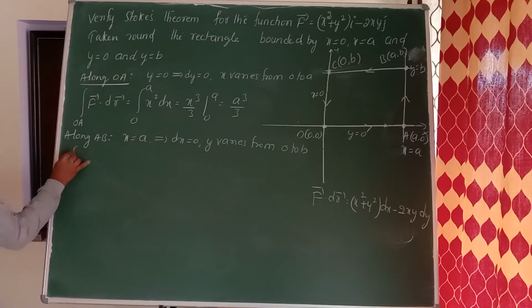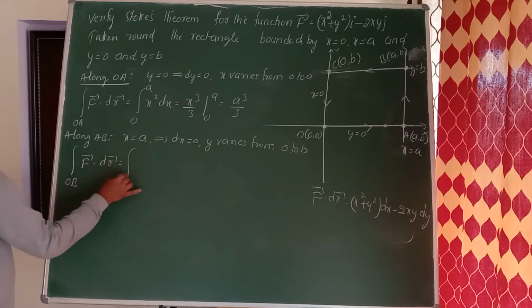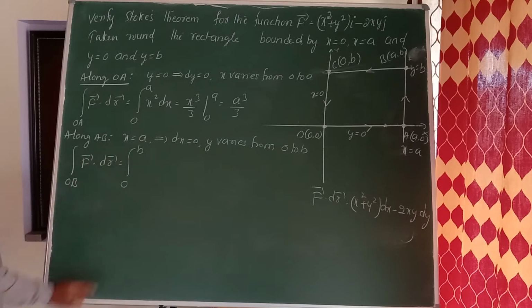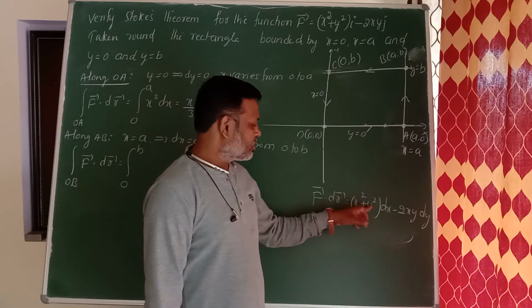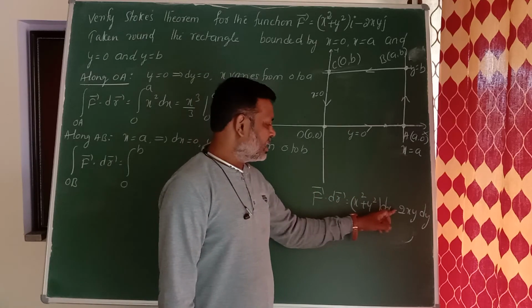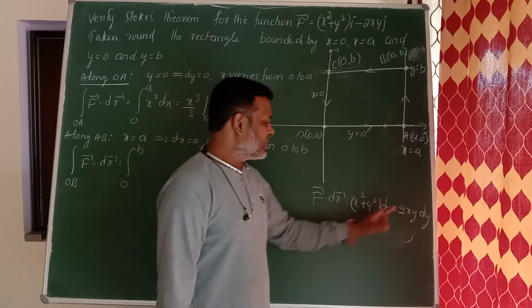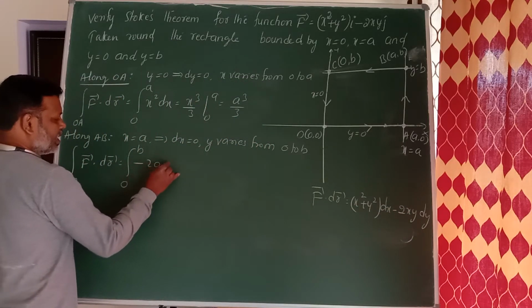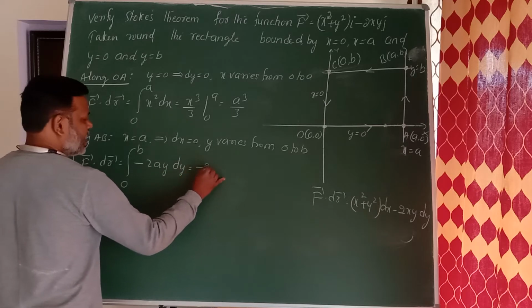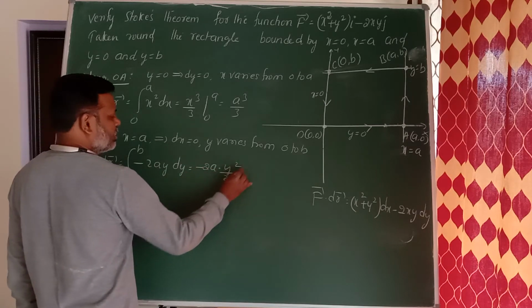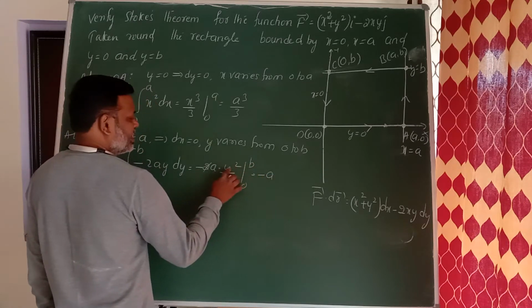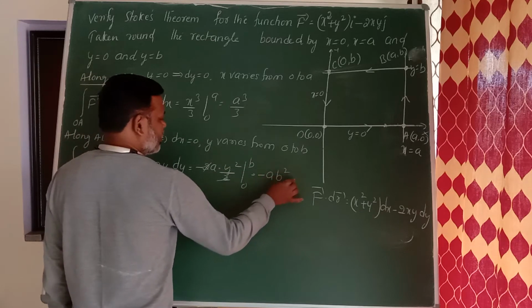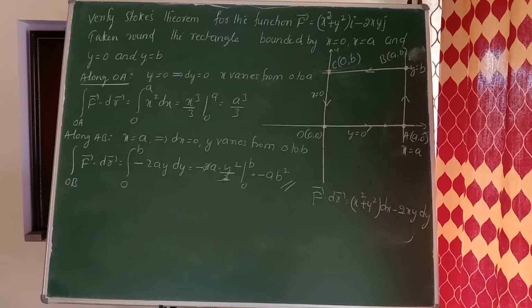So now for the curve AB, f dot dr can be written as: y is from 0 to b, x is equal to a, so this becomes a square plus y square, dx is 0, right? The remaining is minus 2x, and x is nothing but a, so minus 2ay into dy. Just integrate: minus 2a into y square by 2 from 0 to b. The 2 gets cancelled. Minus a, y is b, that becomes b square, so minus ab square. So this is the value along the curve AB.